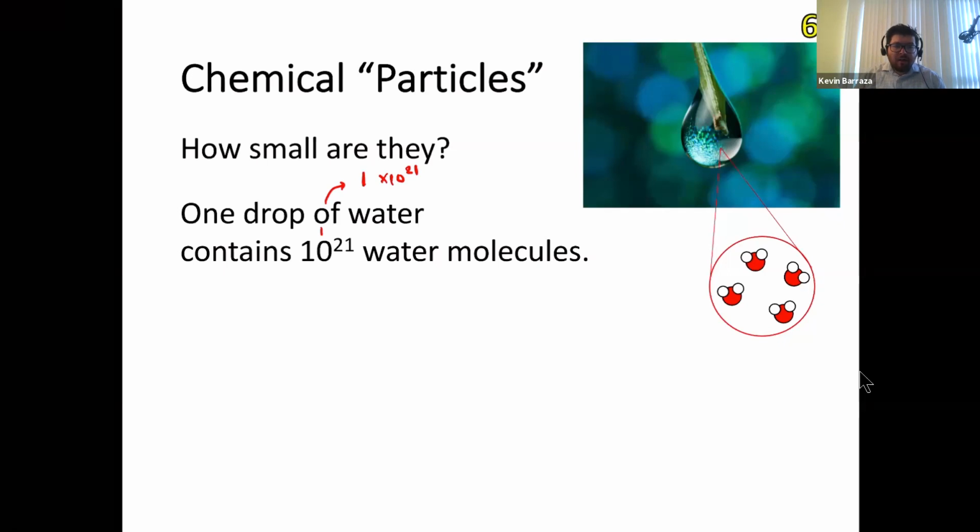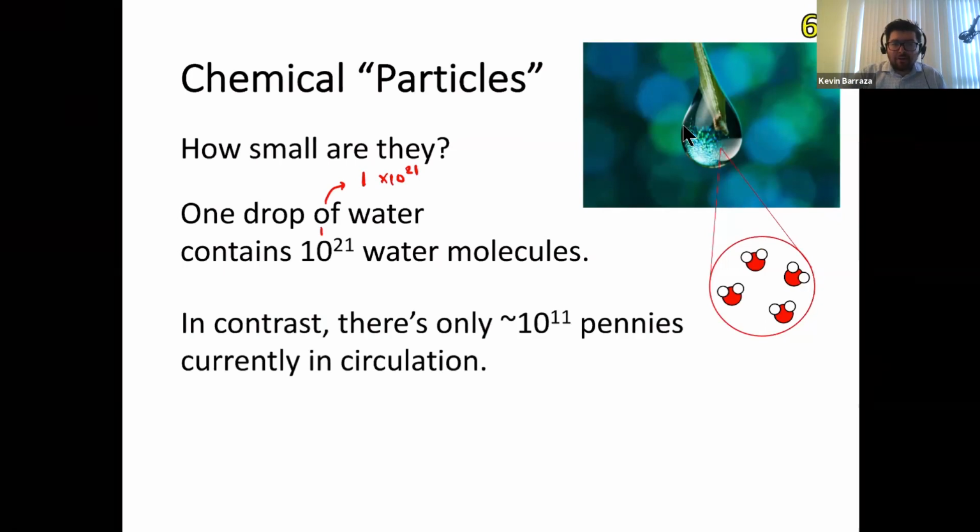That's a huge number. So imagine that number is referring to how many water molecules are inside a single drop. So that just emphasizes that we're talking about things that are really tiny. And even in very small samples, maybe small amounts of matter, we have a lot of particles.